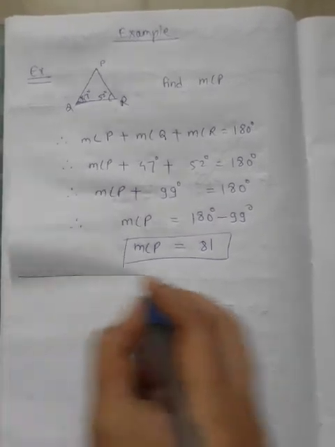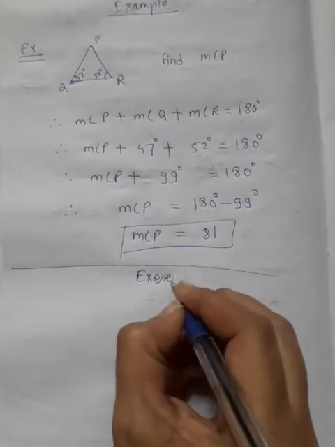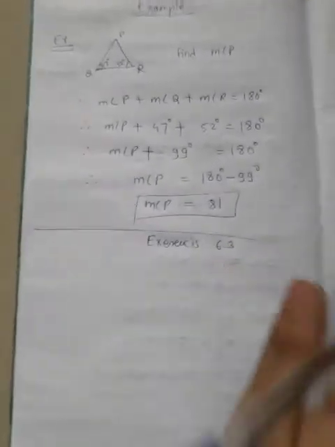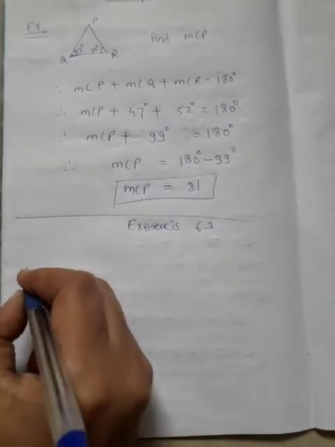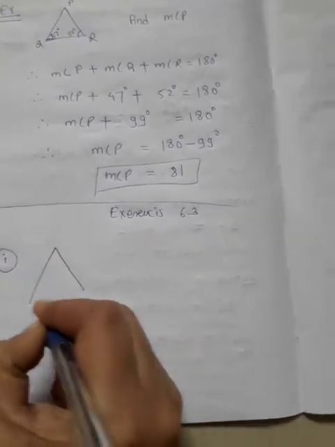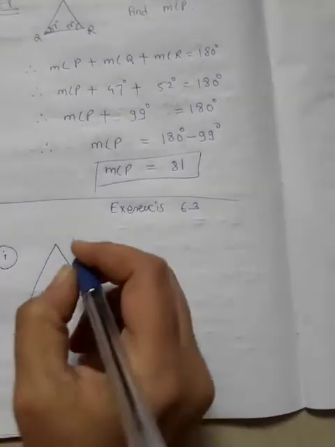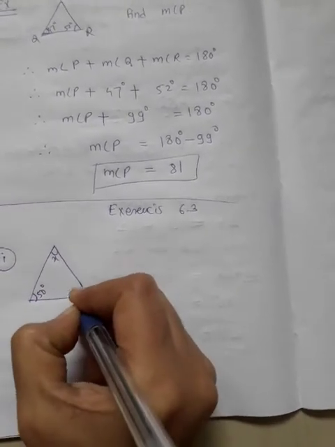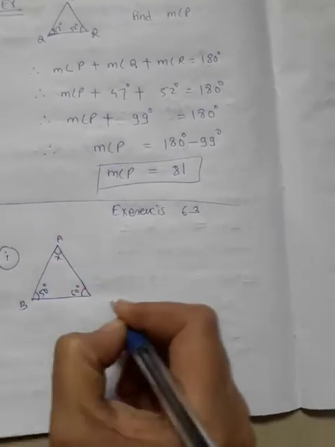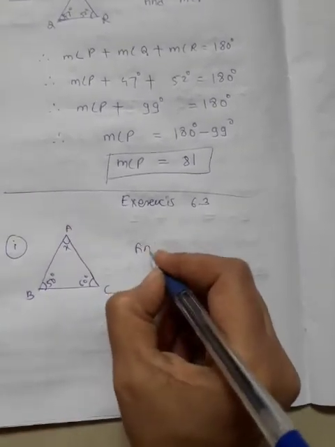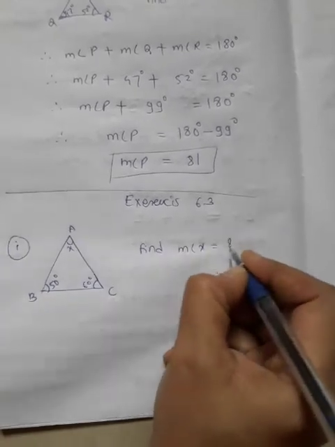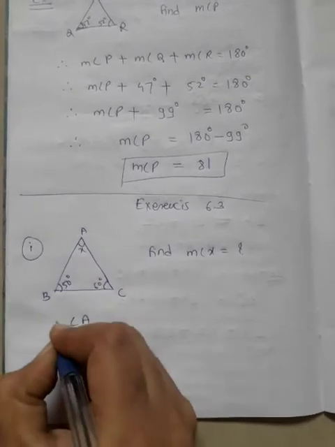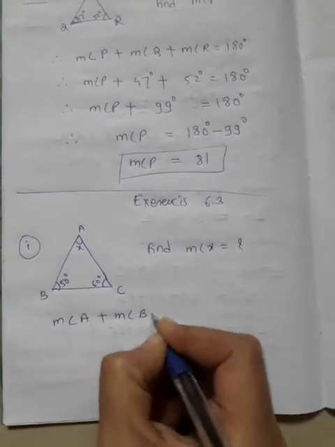Okay, now let us solve some examples from exercise 6.3. So in exercise 6.3 we have given some triangles. Okay, see the first triangle, and we have been asked to find the measure of unknown angles of a triangle. So see, in this triangle ABC we have to find measure of angle X. Okay, now here also you can use our property. We know sum of measures of angles of a triangle is 180.